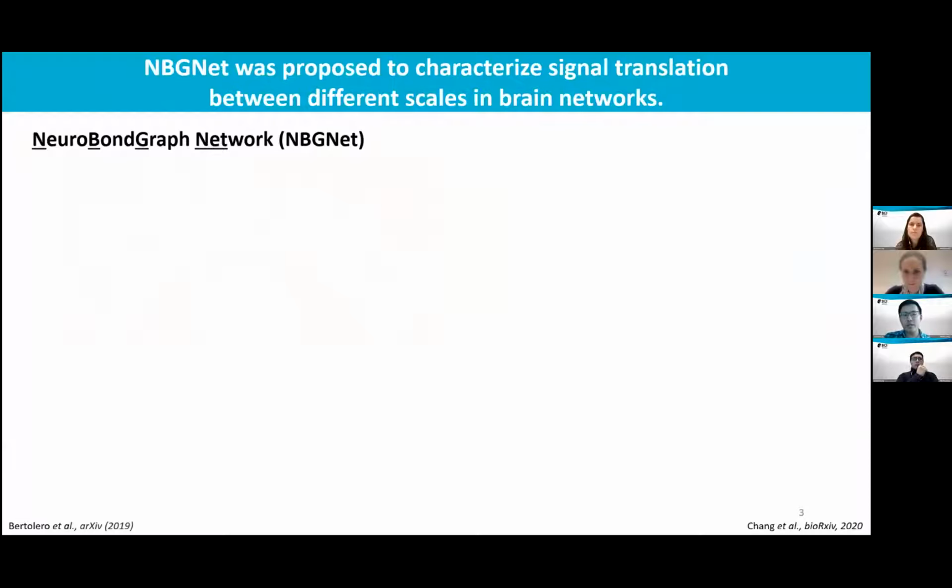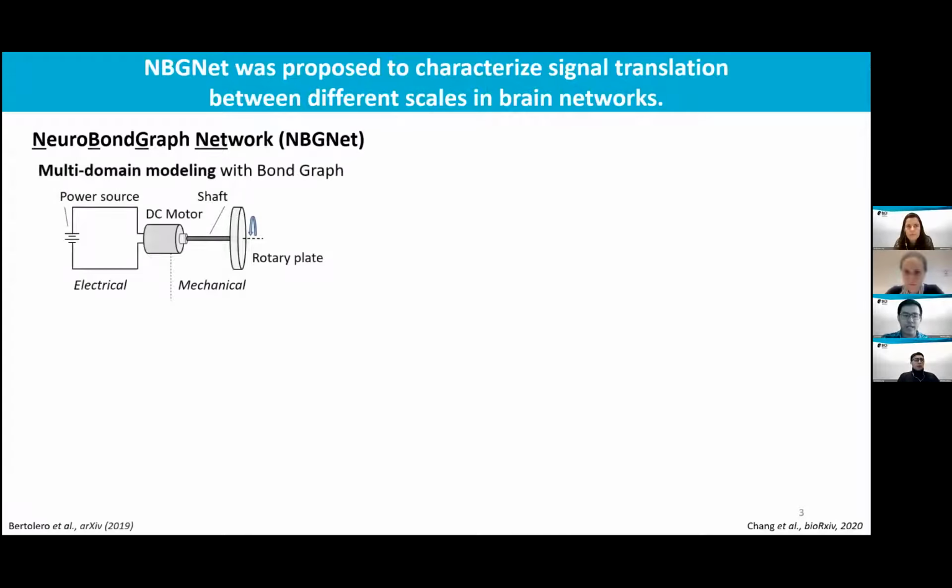So here, in my previous work, I proposed a method called NBGNet to characterize signal translations between different scales in brain networks. NBGNet stands for Neural Bond Graph Network. It's a recurrent neural network that uses prior knowledge about the system during model training. And that prior knowledge is based on the bond graph. So bond graph is a modeling tool widely used in physical systems. And a key feature of bond graph is multi-domain modeling.